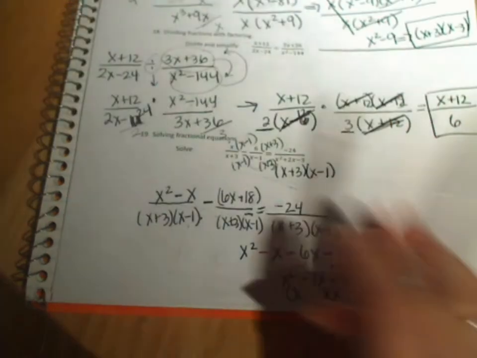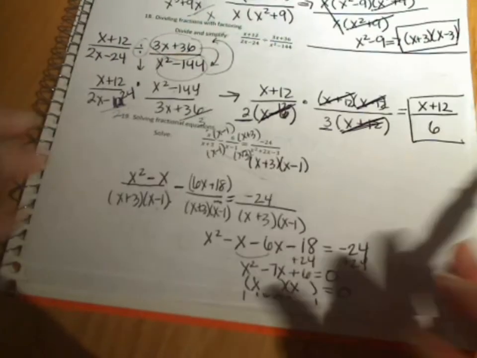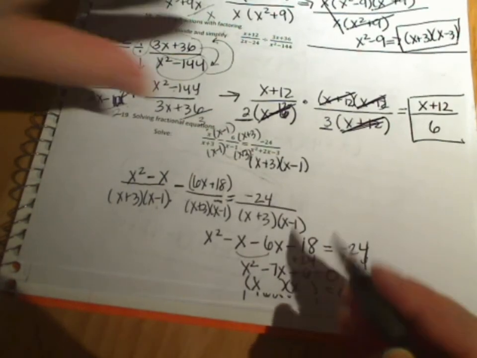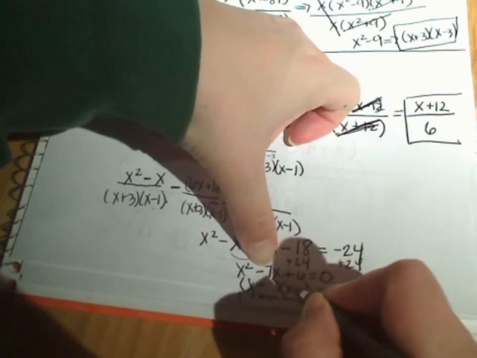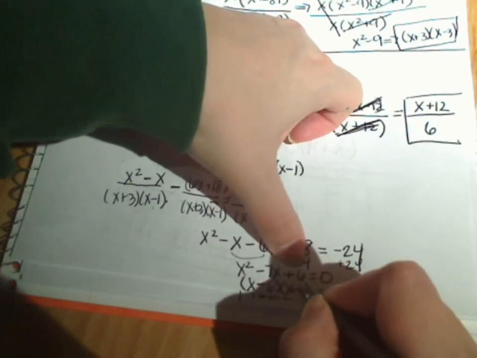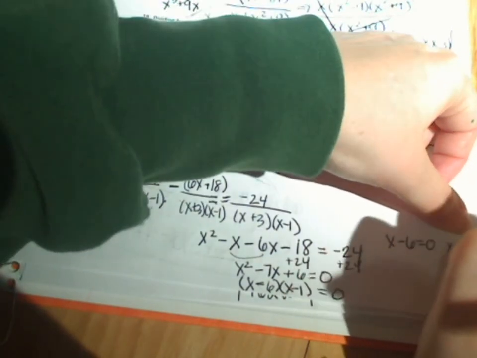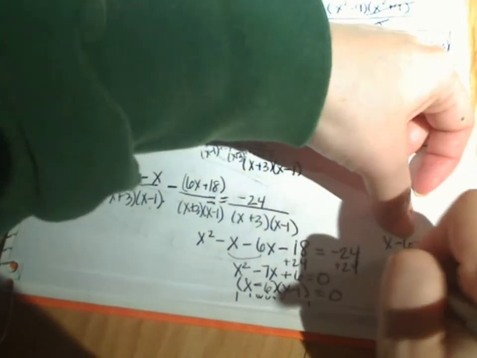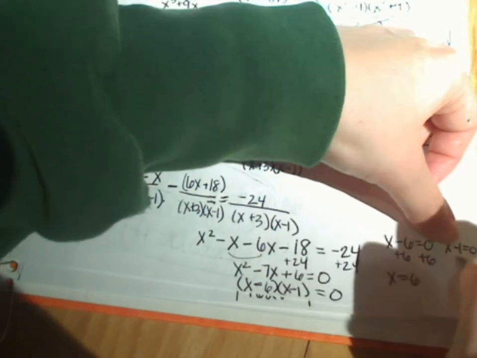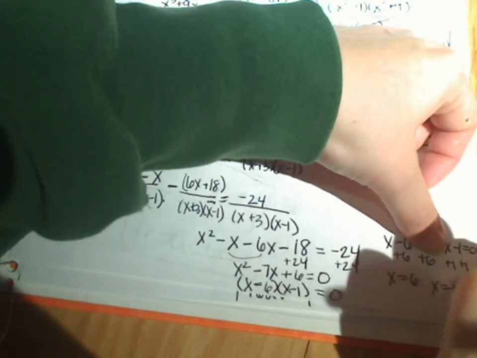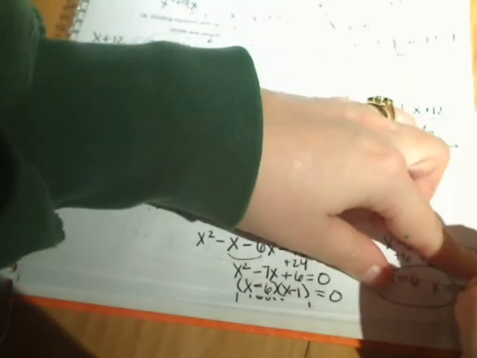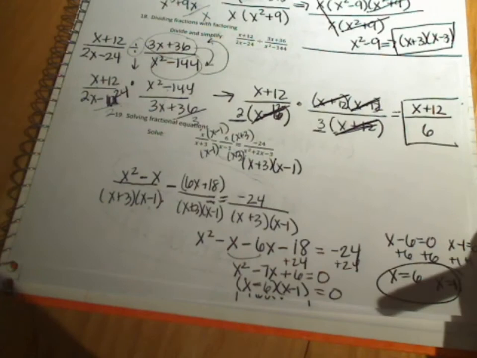So again, similar to, where was that? Number 13. I want to multiply to a positive, so the signs have to be the same, but I want to add to a negative, so I know I want negatives here. Negative 6 and negative 1. So I just take each parenthesis equal to 0. Plus 6, x equals 6. Plus 1, x equals 1. There are your solutions for number 19.